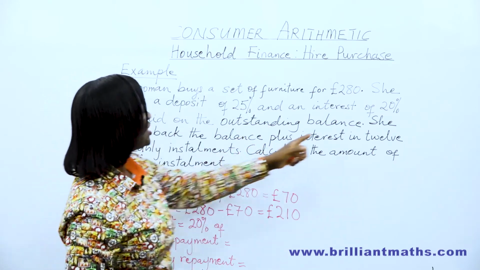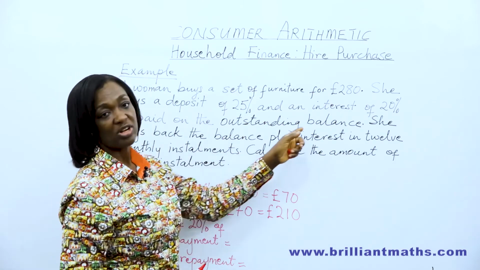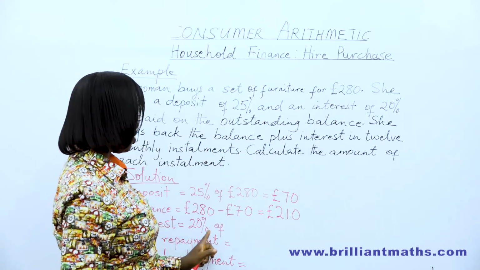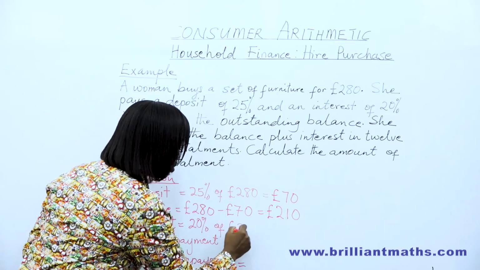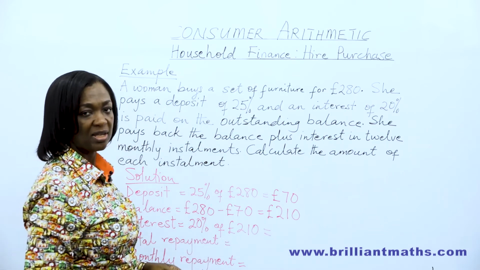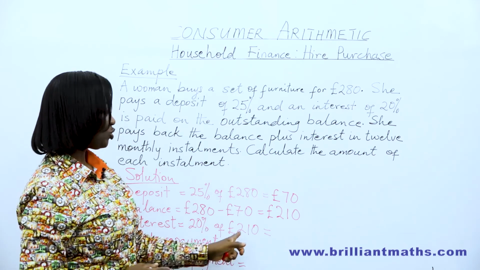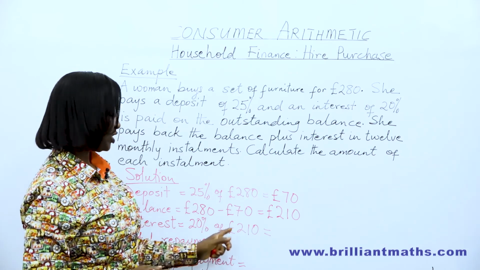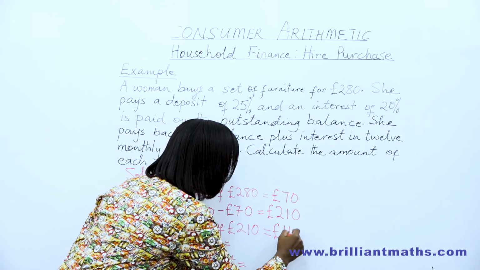She's going to pay 20% as interest. So 20% of outstanding balance, that's 20% of 210. We can do that mentally because 10% of 210 is 21. That's £21. So 20% will be £42.